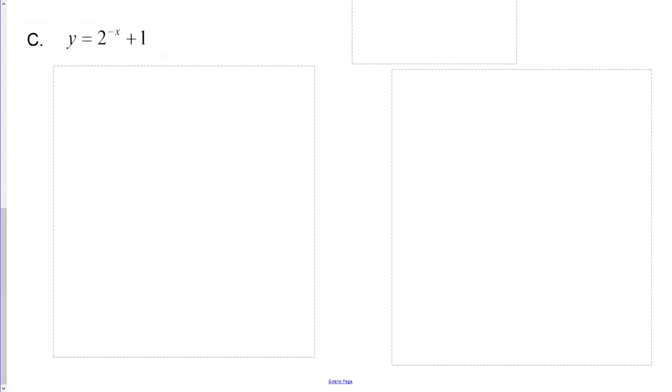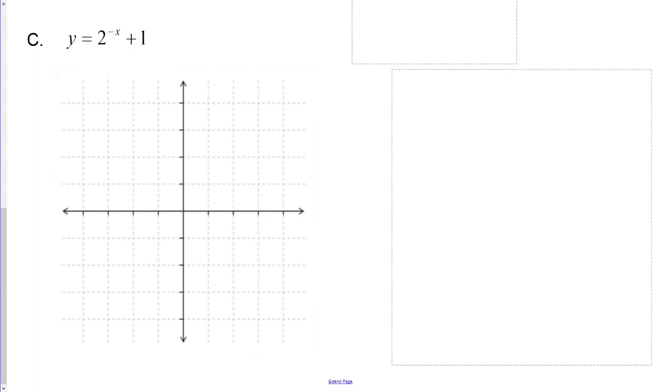Now, y equals 2 to the negative x plus 1. Okay, so easy stuff first. This plus 1 is just going to move that horizontal asymptote up 1 unit. So that's pretty straightforward. Now, the reference point generally starts at 0, 1, but that's my asymptote. Everything got shifted up 1 unit, so that reference point is 1 unit above the asymptote there.